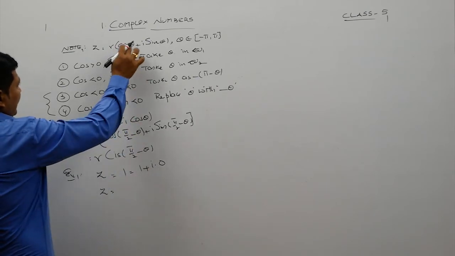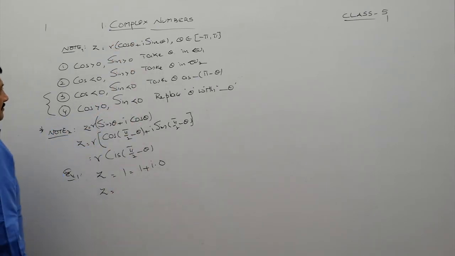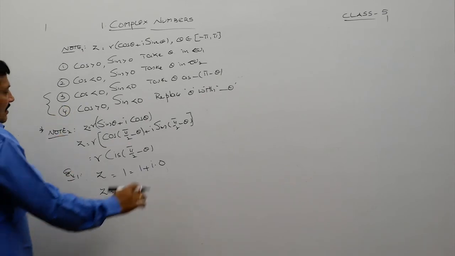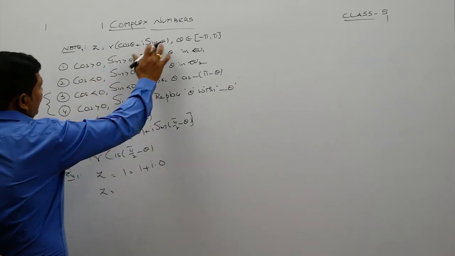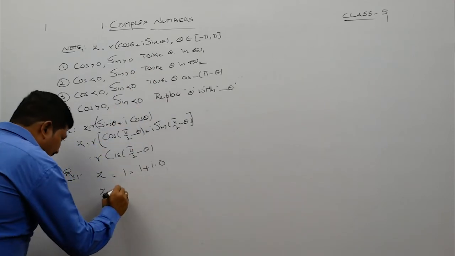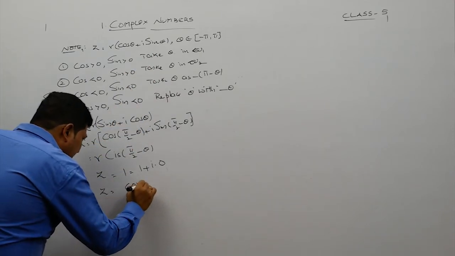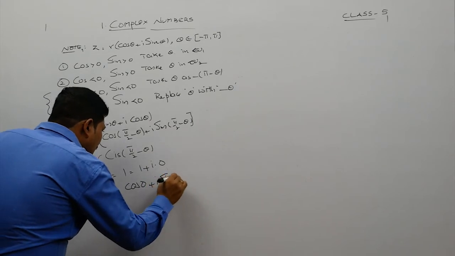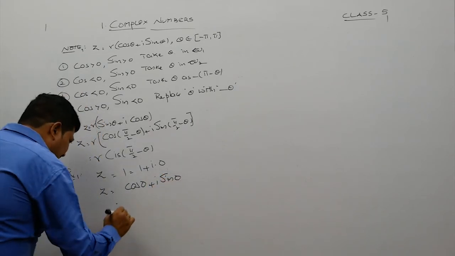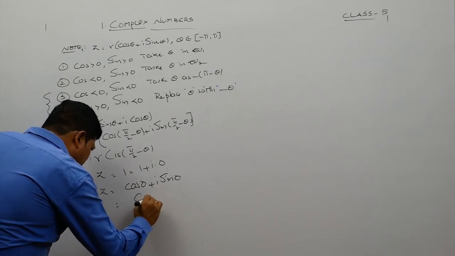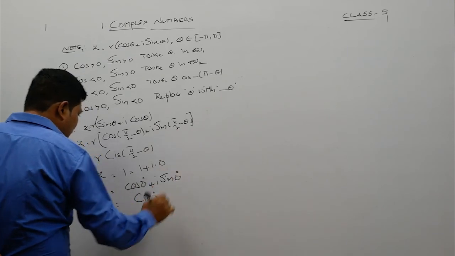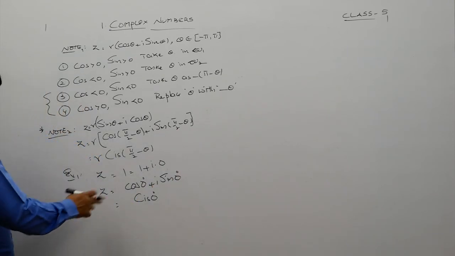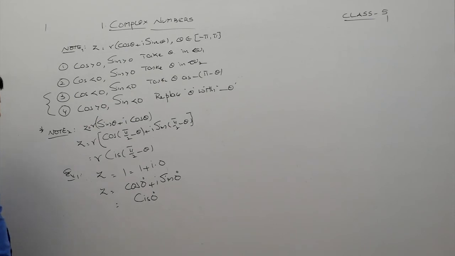So now compare here, cos theta is equal to 1 means theta is equal to 0 degrees, and sin theta is equal to 0. Now write this one: cos 0 plus i sin 0. So cos 0 plus i sin 0 is equal to cis 0. You can write a small degrees sign to remove your confusion. So z is equal to 1 and 1 is equal to cos 0 plus i sin 0.